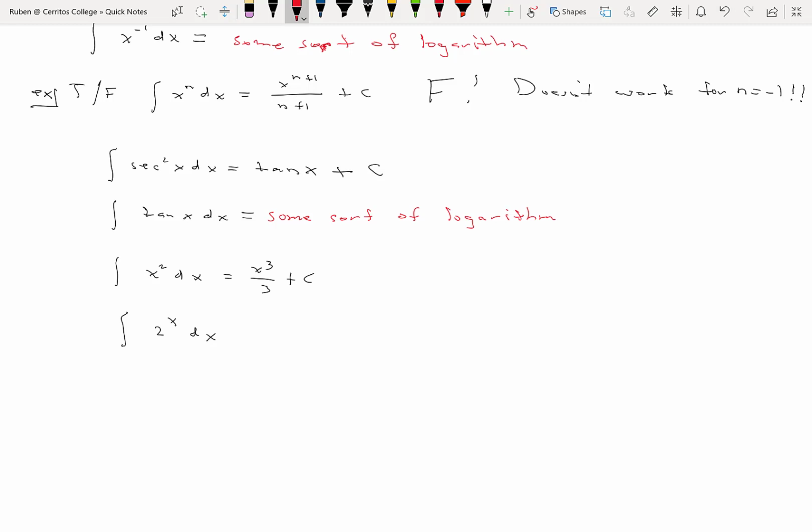Well, this antiderivative involves some sort of relationship to logarithms. And logarithms were curiously absent in Calculus 1.